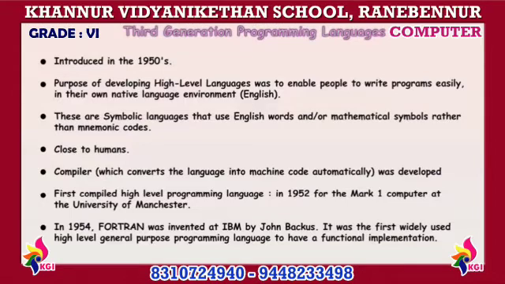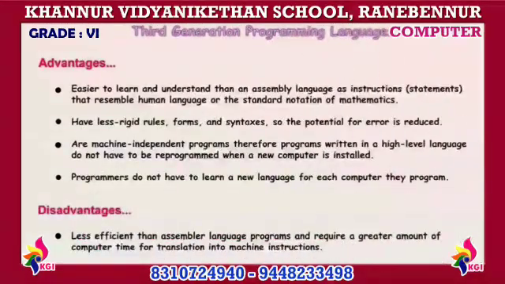It is a symbolic language, so at that time, in 1952, the compiler was started to convert the language into machine code. The advantages of third generation programming languages are that they are easier to learn and understand than assembly language, as instructions have less rigid rules, forms and syntax, so the potential for error is reduced.